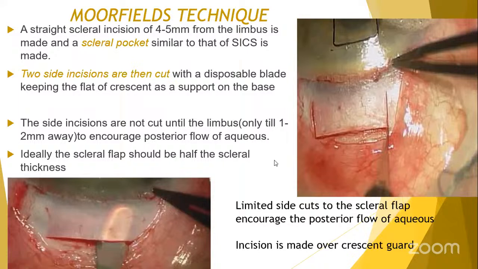The Murphy technique encourages the surgeon not to dissect straight up to the limbus on the sides, so that you will achieve a more posterior bleb.